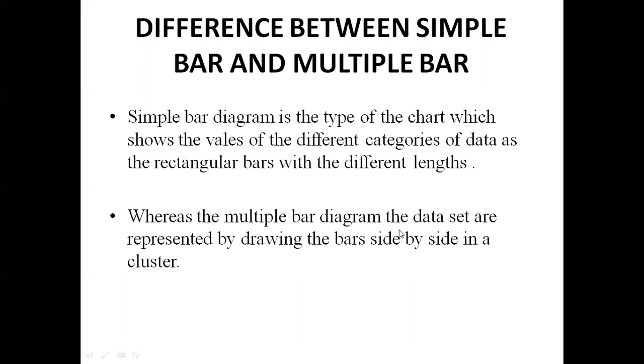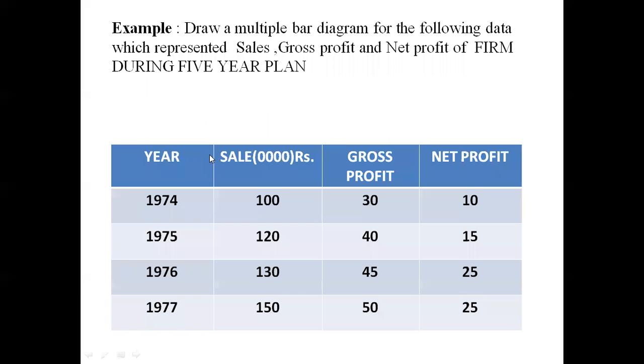Whereas in the multiple bar diagram, the data sets are represented by drawing bars side by side in a cluster. Cluster means it is nothing but a group. We present the set of data in a group. So it sets in a group, and then it is in cluster form. Cluster means it is nothing but a group. These are the main differences between the simple bar diagram and multiple bar diagram.